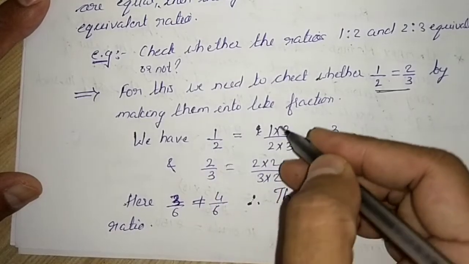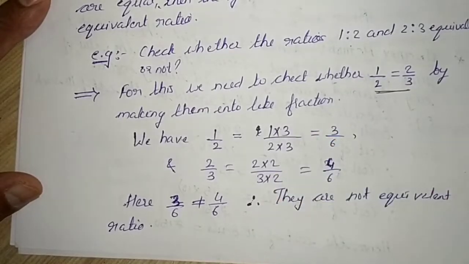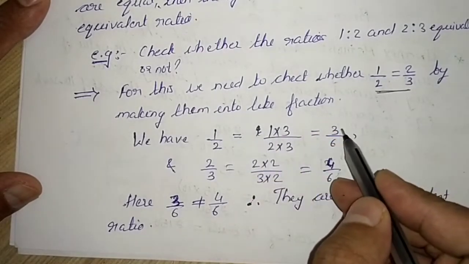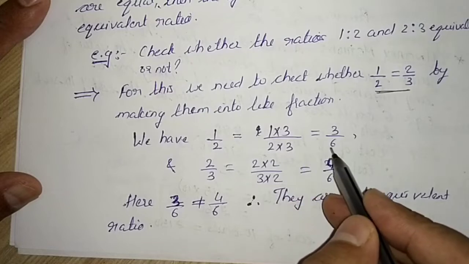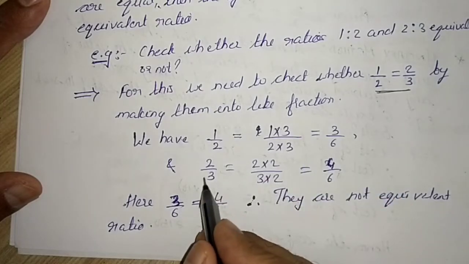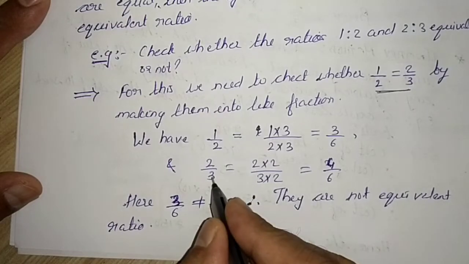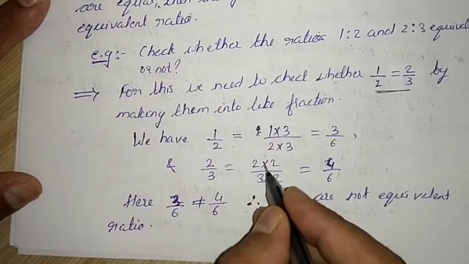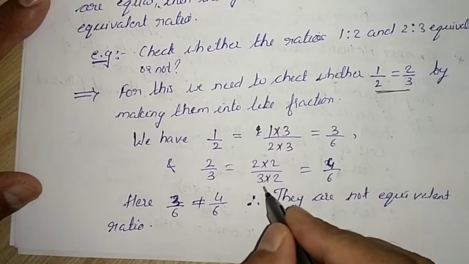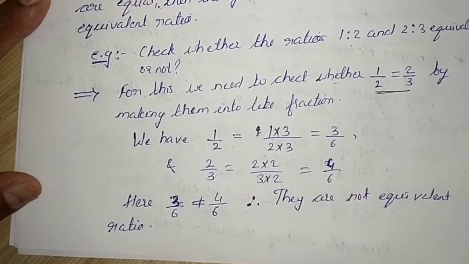So definitely we will be multiplying the numerator also by 3. So 1 into 3 is 3, 2 into 3 is 6. Same way this denominator we have to convert it into 6. So we will multiply it by 2. So above also by 2. So we will get 2 2s are 4 and 3 2s are 6.